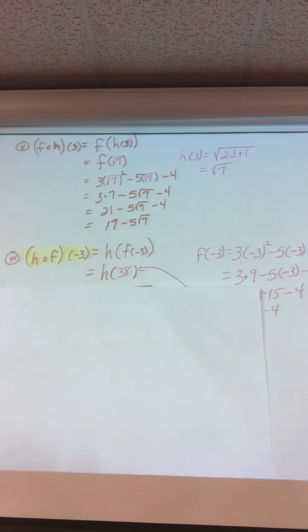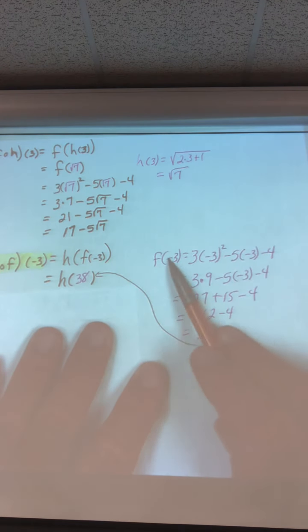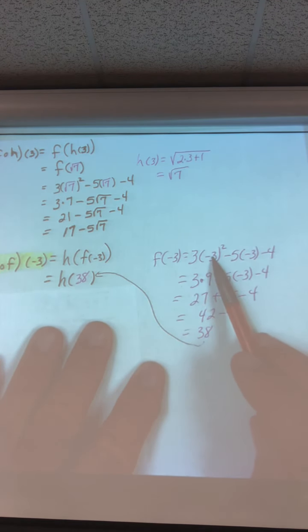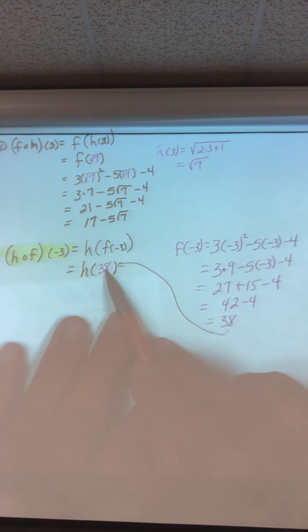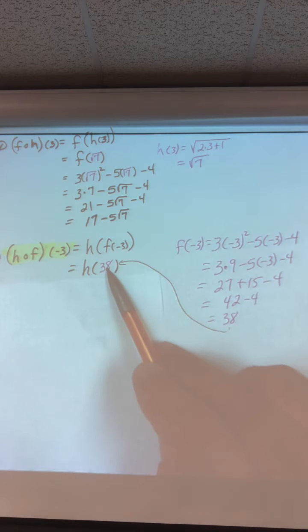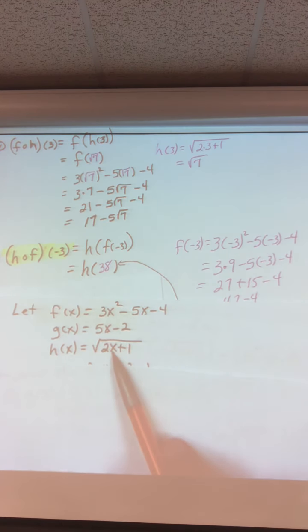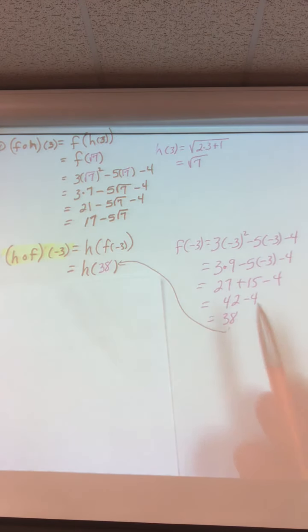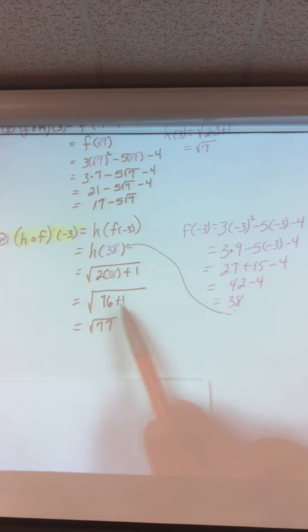I did that over here on the side. Just slide it over where you can see it. That's my scratch work. F of negative 3, you put negative 3 there and do the math. And when you do, you get 38. That's where the 38 comes from. Then you take that 38 and go to the H function right here and put the 38 right there. So it's 2 times 38 plus 1. 2 times 38 plus 1 under the square root. And that's 76 plus 1, which is 77.